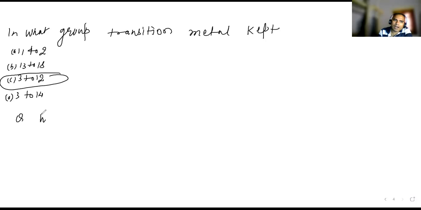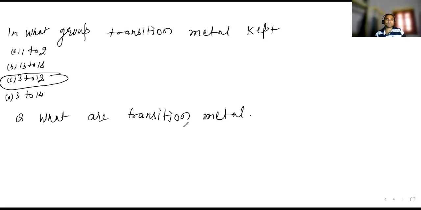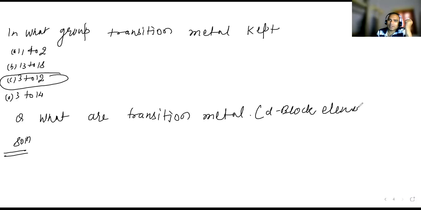Question number 2. What are transition metals? Tell me. They're D block elements, and they go from group 3 to 12. Yeah, D block elements. Thank you very much for replying nicely.